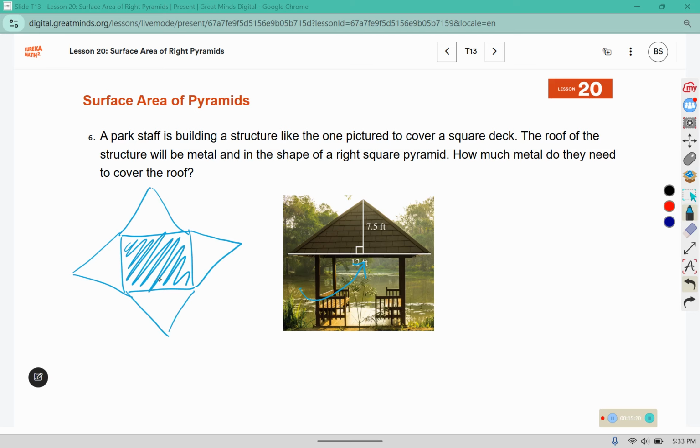These dimensions are 12 by 7.5. And it is a square, so this is also 12. And then these triangles will also be 7.5. So to find the area of one triangle, half of 12 is 6. 6 times 7.5 is 45. So each of these has an area of 45.